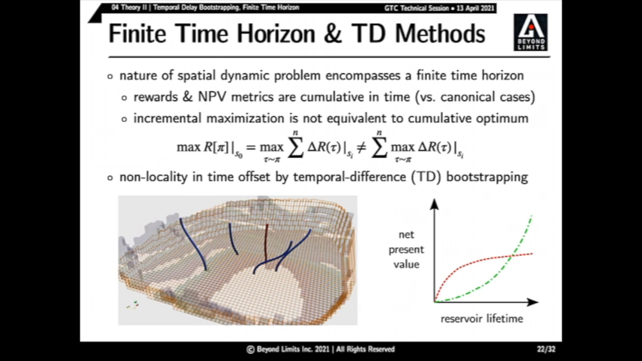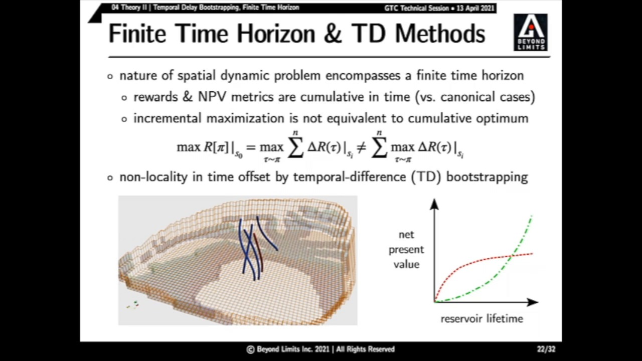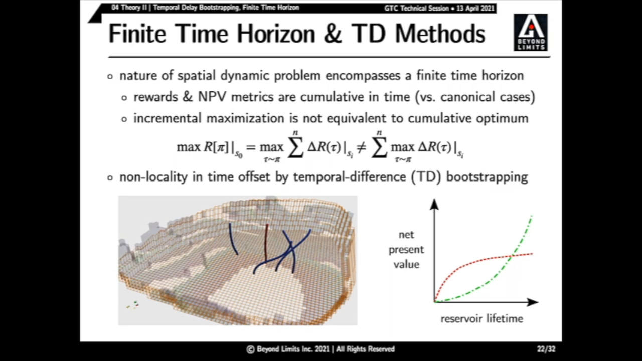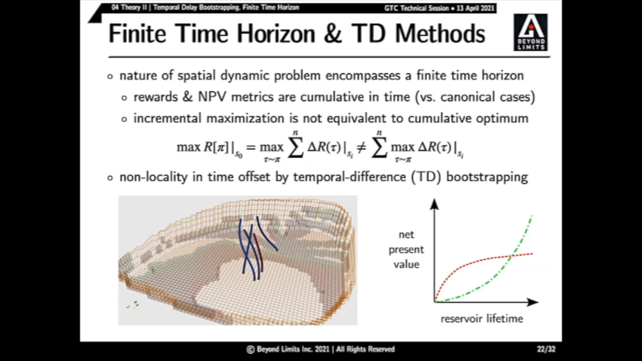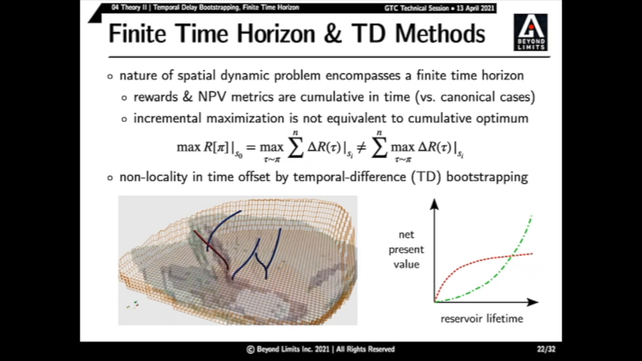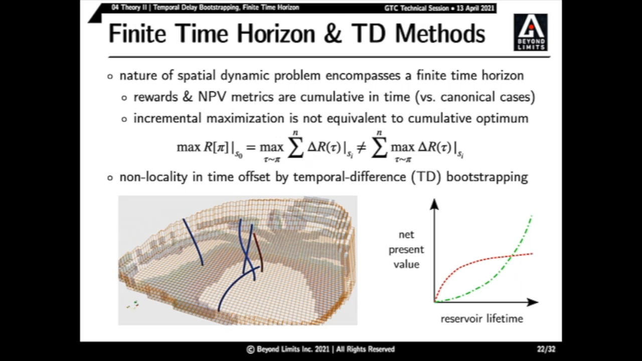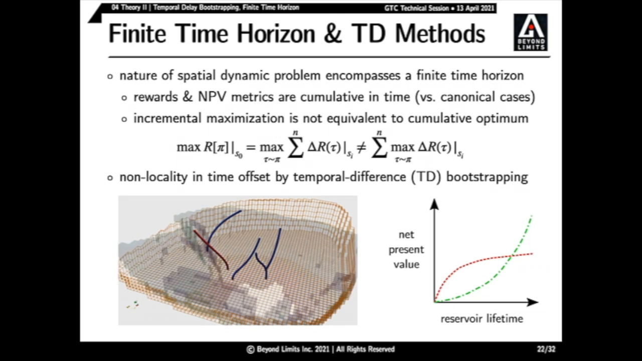Another very interesting complication is the temporal aspect of the learning problem. What we have here is a finite time horizon problem. That is to say, we want to maximize the production value within a very small fixed time frame. This complicates the optimization process in several ways. Firstly, our rewards and NPV metrics are cumulative in time as opposed to canonical cases.